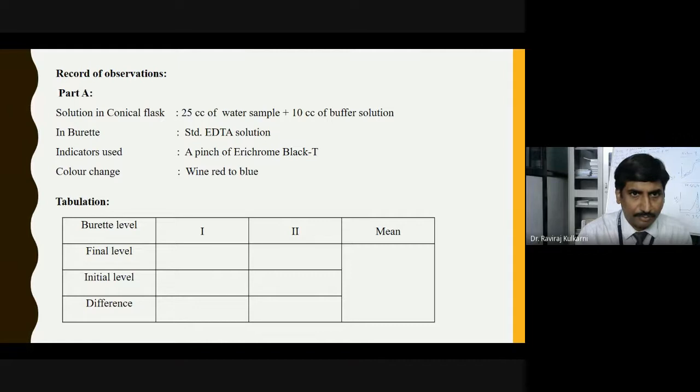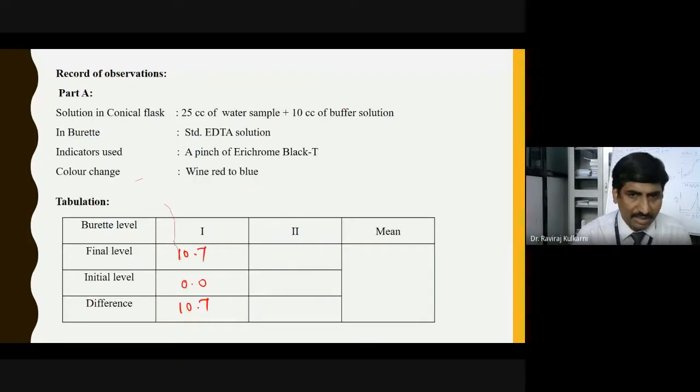Hardness of water before exchange. Okay, final level is 10.7. Initial level was 0. Burette reading. Okay, difference, how much is it? 10.7.